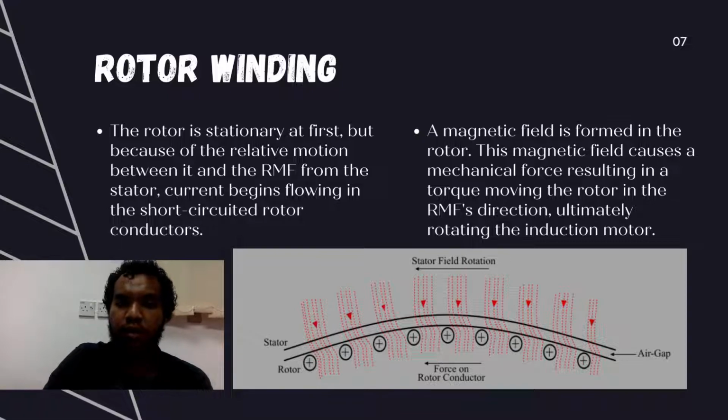current begins flowing in it. Because of the current flowing, a magnetic field is being formed. Once this magnetic field is formed, it creates a mechanical force. The sum of this mechanical force creates a torque, which moves the rotor in the same direction as the RMF. And eventually the induction motor begins rotating.